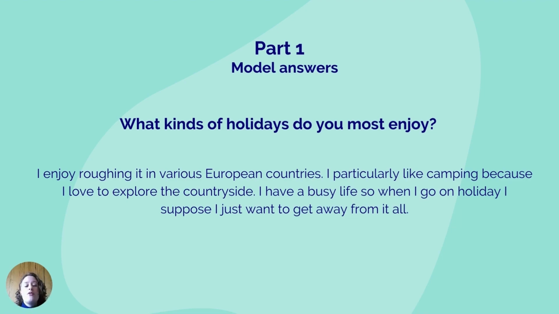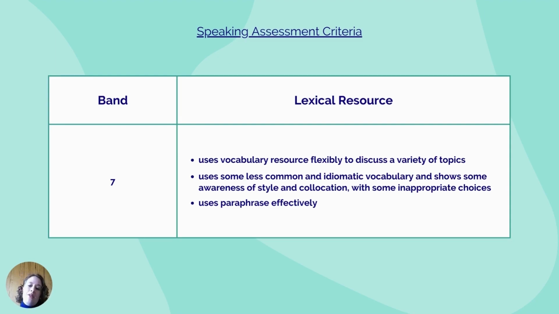As I mentioned, one of the marking criteria is lexical resource, or the candidate's vocabulary and how well they use it. So, how do you think we can improve this answer? Here is the marking criteria for a Band 7 answer regarding lexical resource. As you can see, you can make some inappropriate word choices, but you should be able to use vocabulary flexibly and use some less common idiomatic vocabulary. You can find all the marking criteria on the IELTS website.